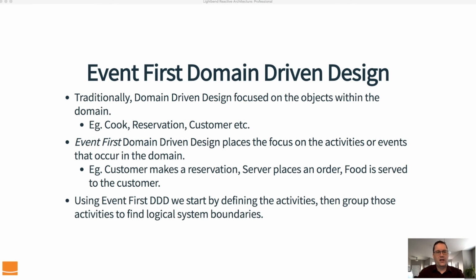So rather than looking at those objects, we look at what is happening to those objects or what they are doing. So customer makes a reservation. That's an event or an activity. Server places an order is an activity or an event. Food is served to the customer. These are all activities or events that occur in our domain. Using event-first domain-driven design, we look to define the activities first, then we group those activities to find logical system boundaries. There is a particular technique called event storming.